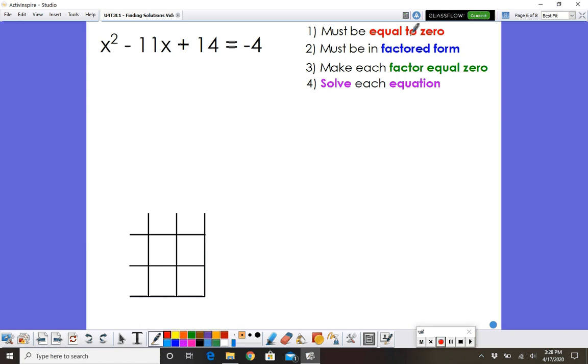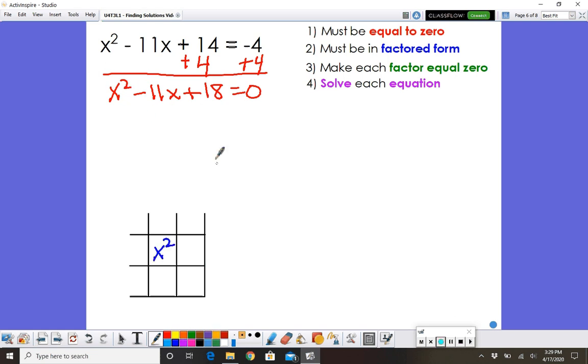So let's look at this problem. Again, going back, make it equal to 0. Is this equal to 0? No. So our first step here is we have to make this side equal to 0. And what we're going to do is add 4 on both sides here. So I'm going to get x squared minus 11x plus 18 equals 0. So when it's equal to 0, keep your terms over here in standard form. So your squared term first, x term in the middle. Make sure you have your c term all by itself. Next, is it in factored form? This is not factored, so we've got to factor it.